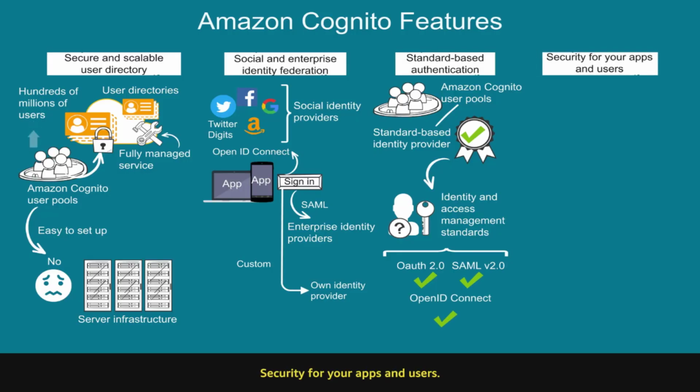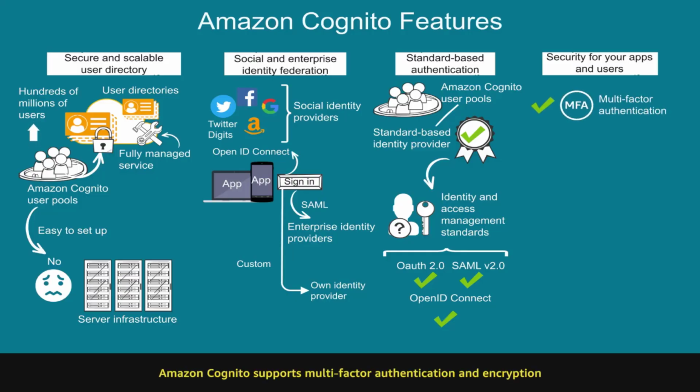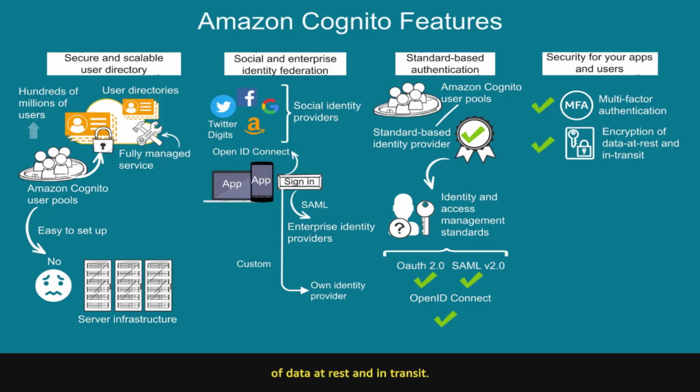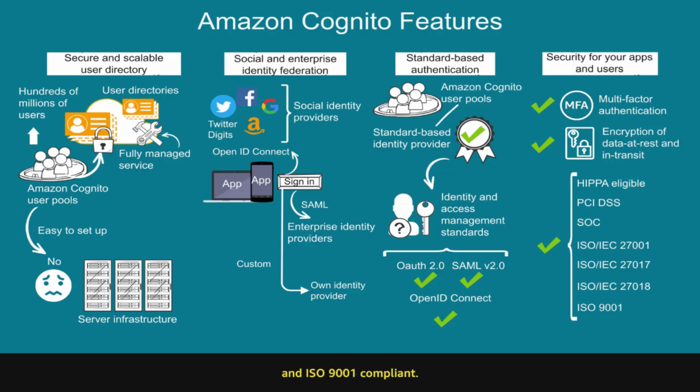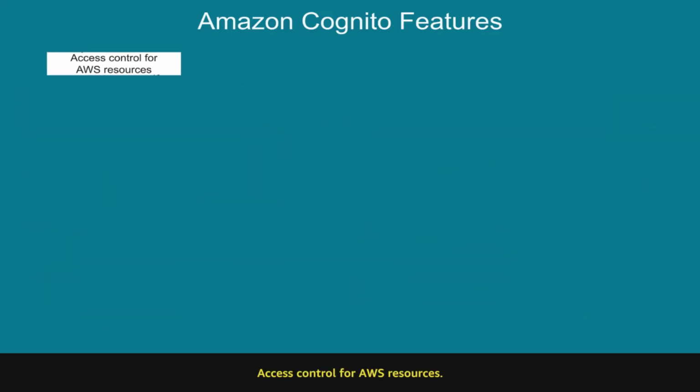Security for your apps and users. Amazon Cognito supports multi-factor authentication and encryption of data at rest and in transit. Amazon Cognito is HIPAA eligible and PCI DSS, SOC, ISO/IEC 27001, ISO/IEC 27017, ISO/IEC 27018, and ISO 9001 compliant.